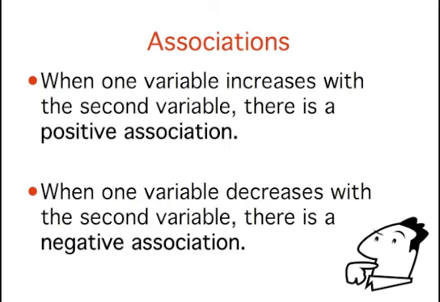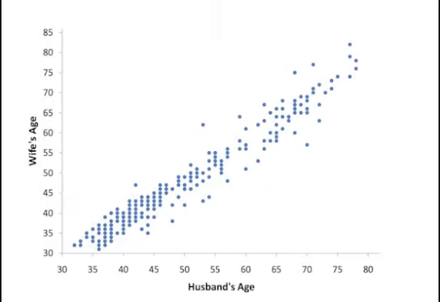When one variable, y, increases with the second variable, x, there is a positive association between x and y. Conversely, when y decreases as x increases, there is a negative association. A second characteristic of these data is that the points cluster along a straight line. When this occurs, the relationship is called a linear relationship.